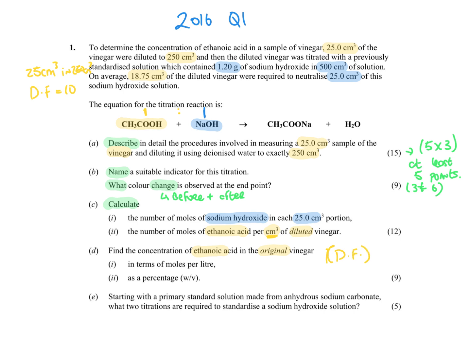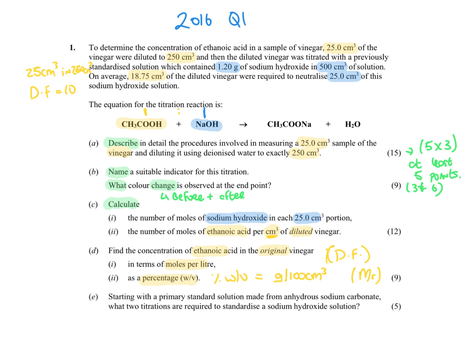What you're asked to calculate is the concentration of the ethanoic acid in the original vinegar in moles per litre and as percentage weight per volume. Now, percentage weight per volume, just to remind you, is simply referred to as grams per 100 centimetres cubed. So when I see that I'm getting moles per litre and then I have to get grams per 100 centimetres cubed, I would also be indicating here I'm going to have to do something along the lines of my molecular mass.